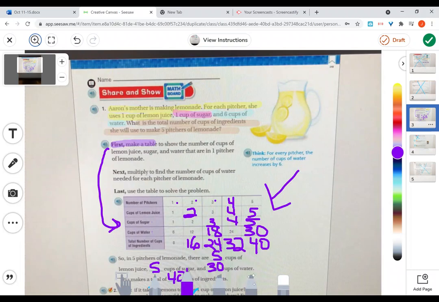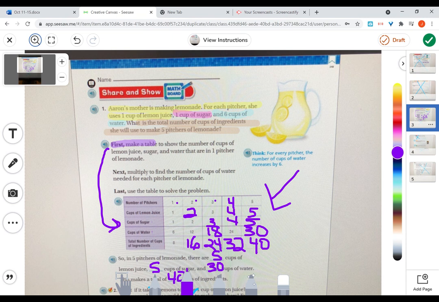On page 249, it starts out with this problem, and it says that Erin's mother is making lemonade. For each pitcher of lemonade, she's going to use 1 cup of lemon juice, 1 cup of sugar, and 6 cups of water. So the question is what is the total number of cups of ingredients that she is going to use to make 5 pitchers of lemonade?